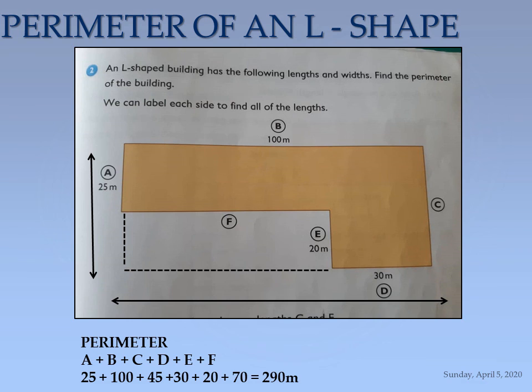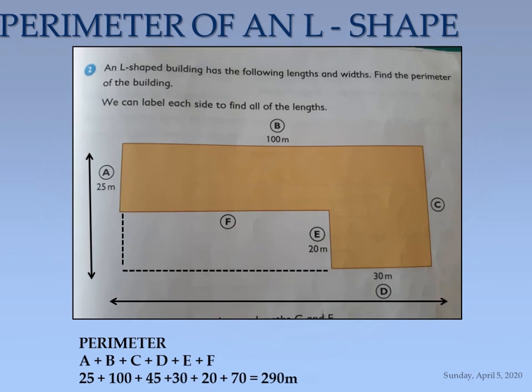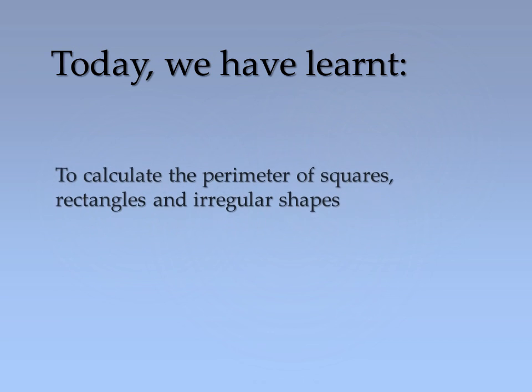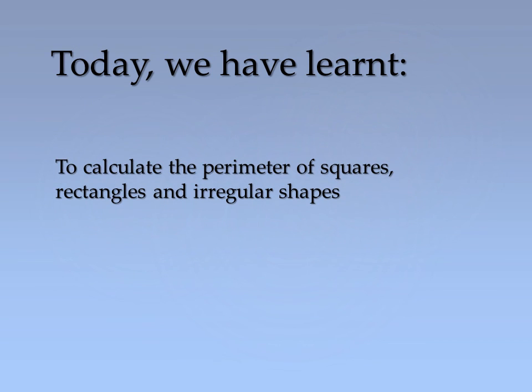Oh, just one more thing, students, sorry, before we leave. What did we learn today? We won't forget that. We have learned to calculate the perimeter of squares, of rectangles, and irregular shapes. We also learned to calculate the area of squares and of rectangles.